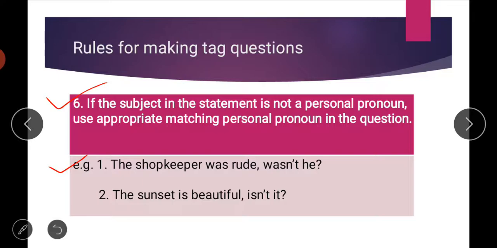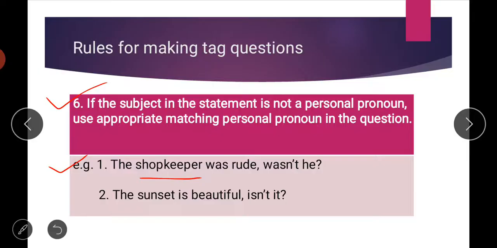wasn't he. So shopkeeper, basically we use this word for male shopkeepers. We can use it for female also, but you can say it's a common gender, though there is no specification that we use it as masculine or feminine. We use this word for both, so that's why you can simply write the word he for the shopkeeper. So the shopkeeper was rude, wasn't he.